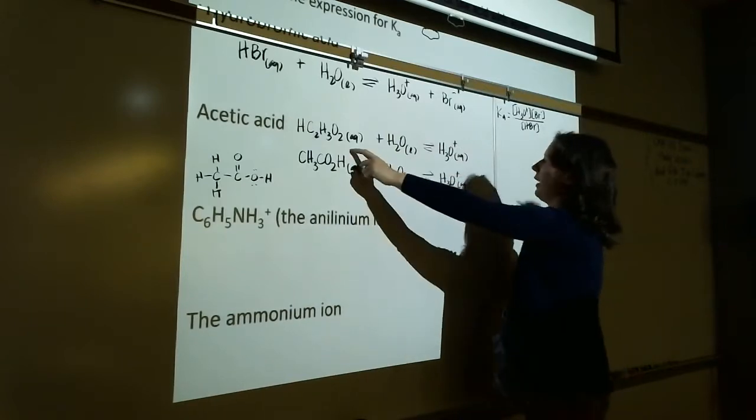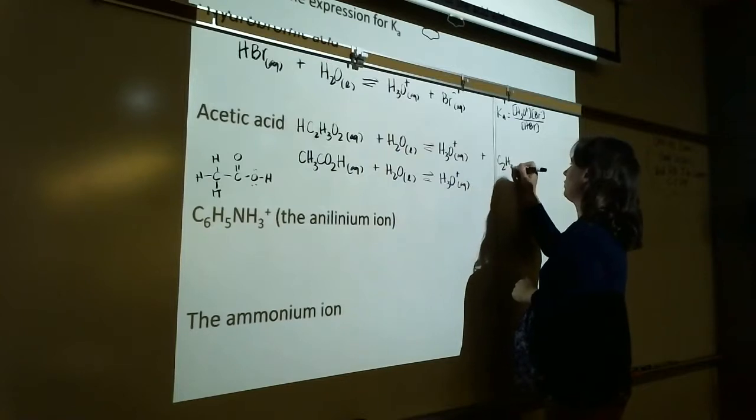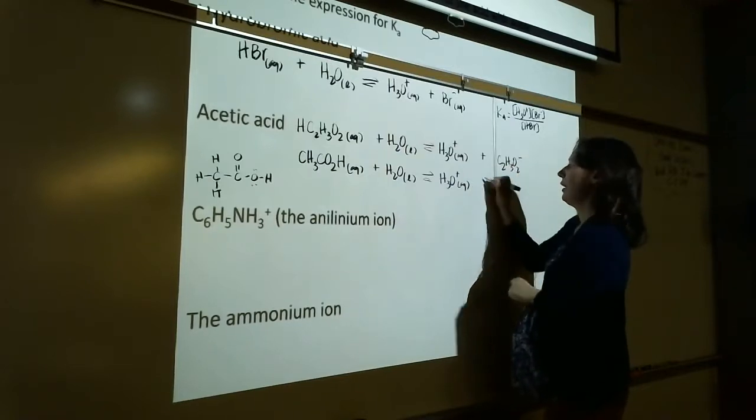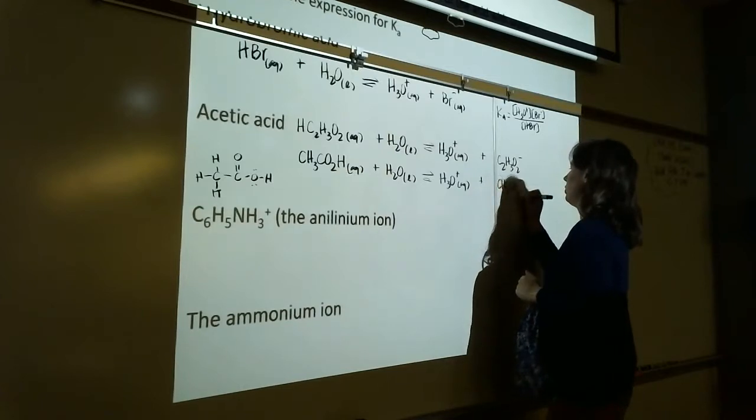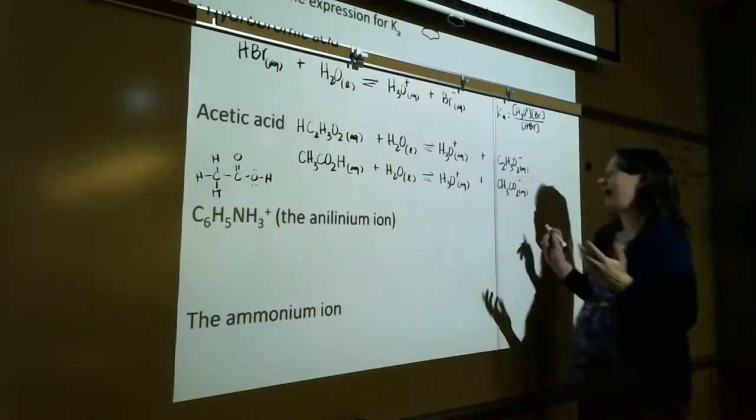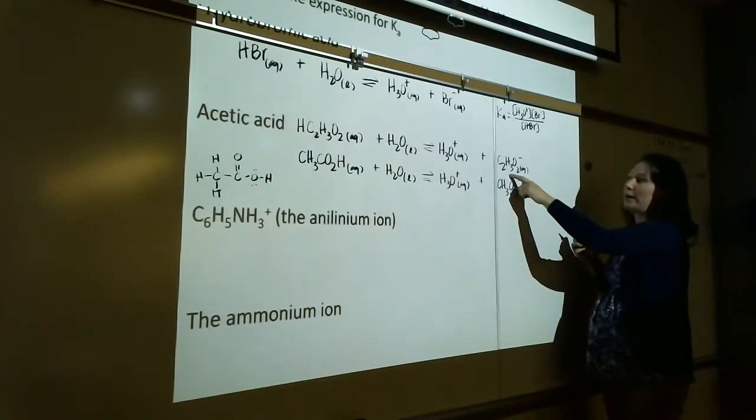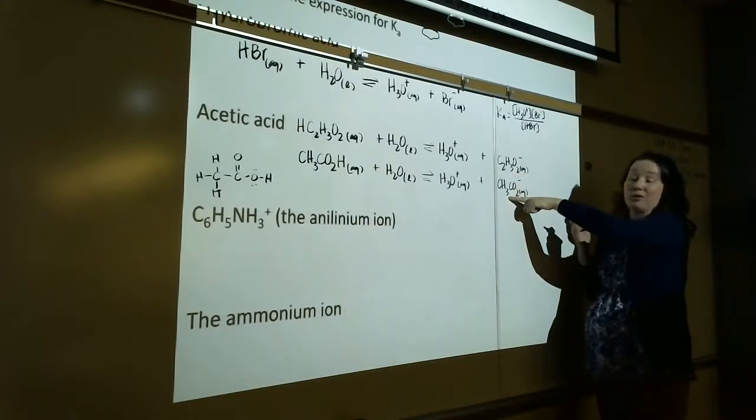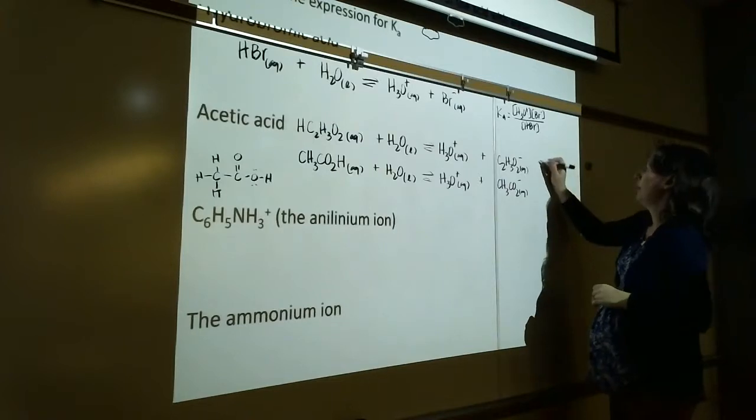Now, if you wrote it this way, acetate would be C2H3O2 minus. And if you wrote it this way, it'd be CH3CO2 minus. Again, I don't care which way you write acetate. Makes no difference to me. A lot of students prefer to write it this way, but this way more accurately reflects what the Lewis structure looks like, so I don't care. Makes no difference to me.